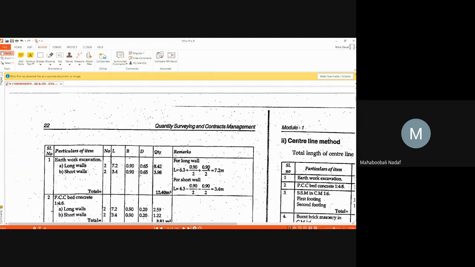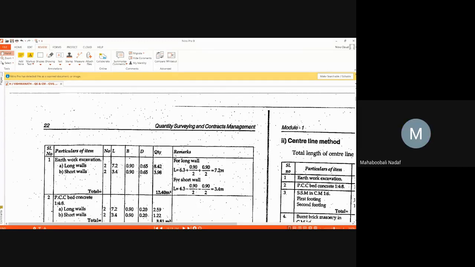For the long wall, you are adding half of the width plus half of the width. For the short wall, you are deducting the width, half of this width, half of this width. Is this point clear? Adding B by 2 for the long wall distance, deducting B by 2 in the short wall distance. Everyone should tell me, yes, sir. Then only I will move to the next step.